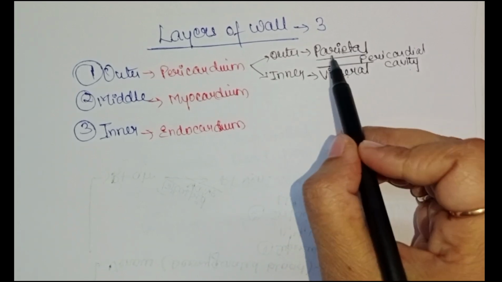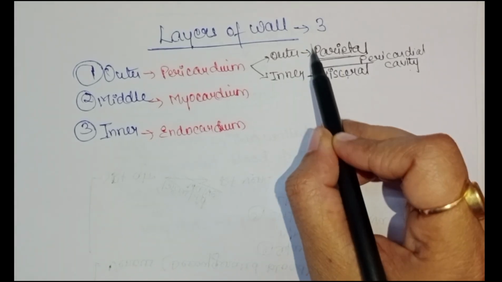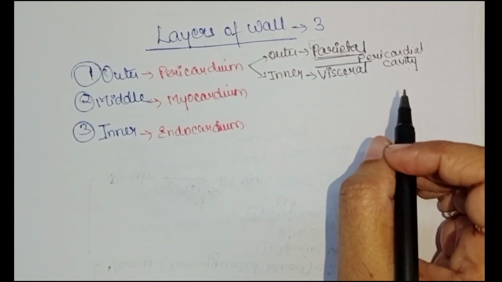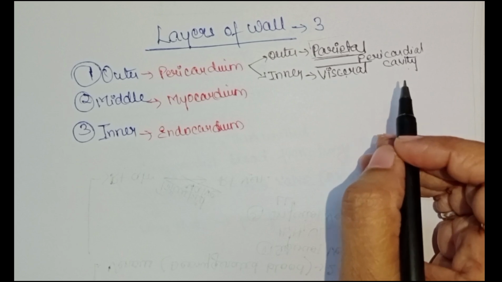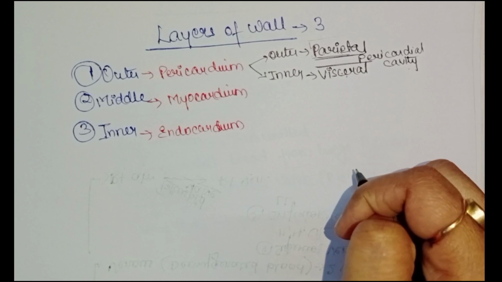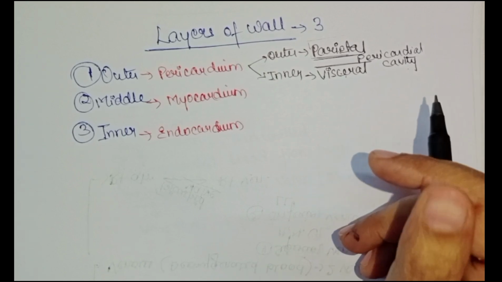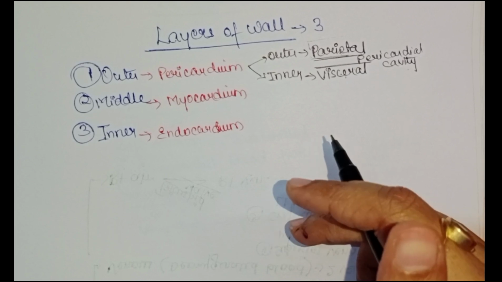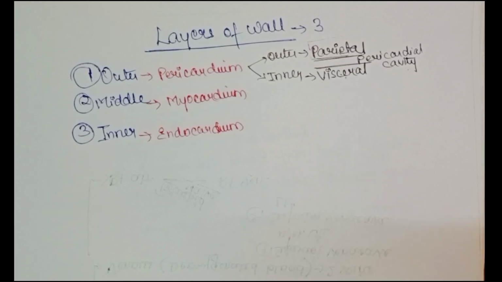The outer parietal pericardium forms the strong protective sac for the heart. It also helps to anchor the heart within the mediastinum. It is made up of 2 layers, outer fibrous layer and inner serous layer.